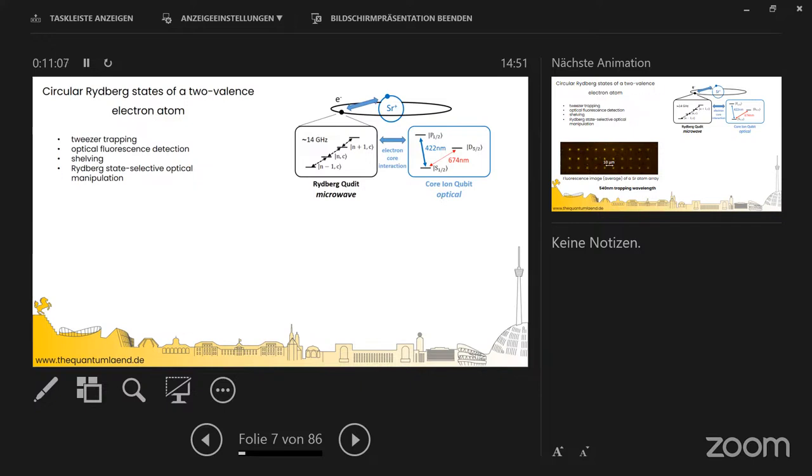No, you can do it with the alkali. The reason why we are using strontium is now.